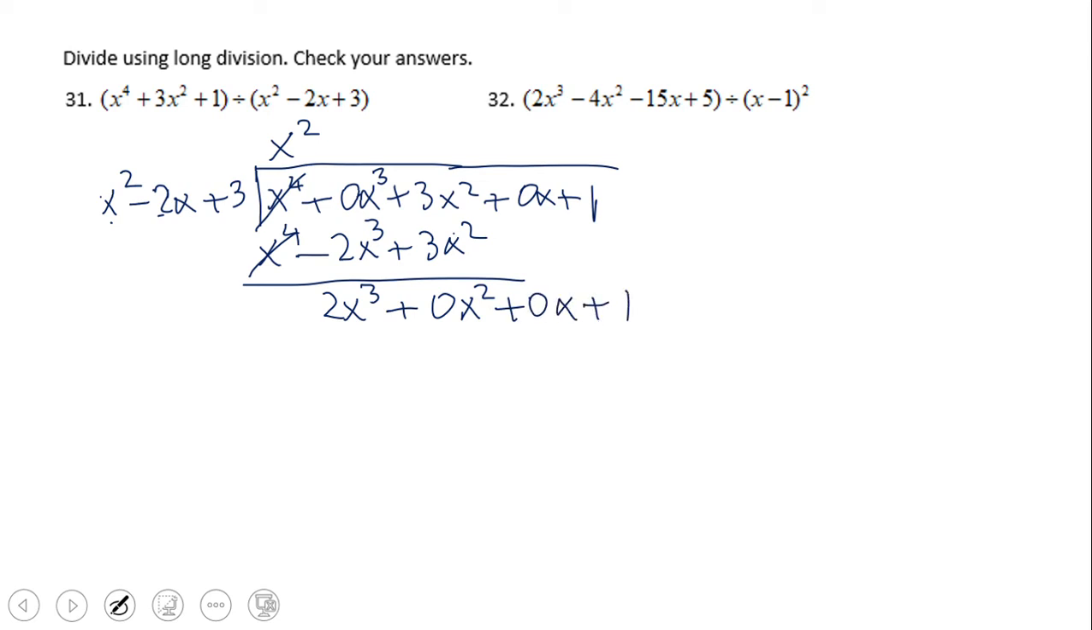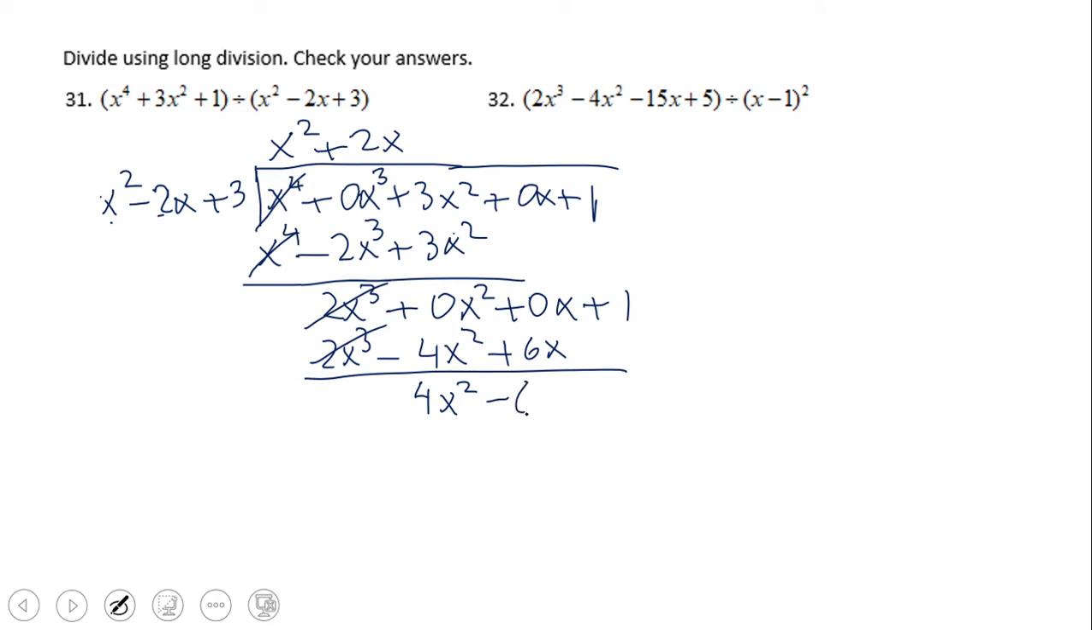And now what times x squared is 2x cubed? That will be positive 2x. 2x times x squared, 2x cubed. 2x times negative 2x, negative 4x squared. 2x times 3, positive 6x. And subtracting, we cancel out these two. Here we have 0x squared minus negative 4x squared. That will be positive 4x squared. Here we have 0x minus positive 6x, negative 6x plus 1.